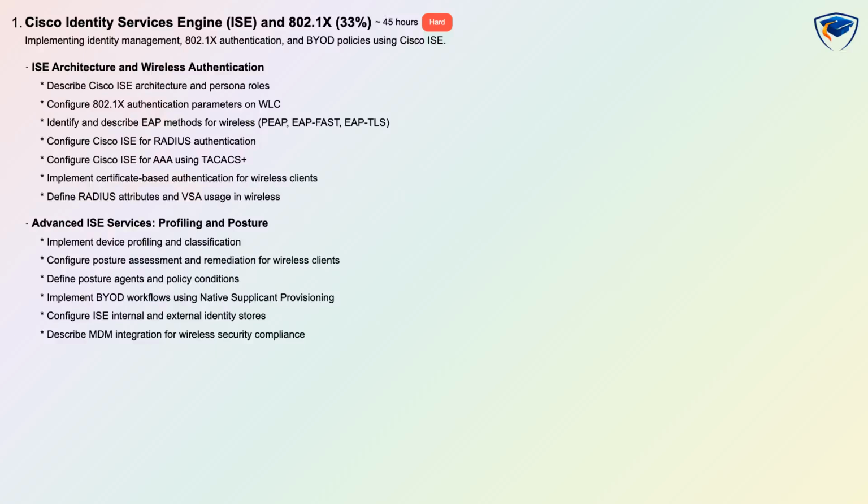The curriculum also covers EAP methods such as PEAP, EAP-FAST and EAP-TLS, RADIUS and TACACS+ configuration, device profiling, posture assessment and BYOD workflows including native supplicant provisioning.